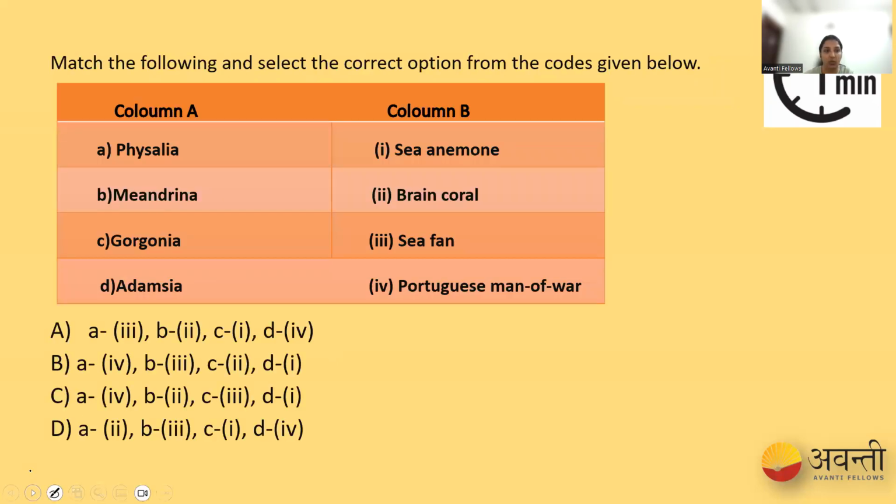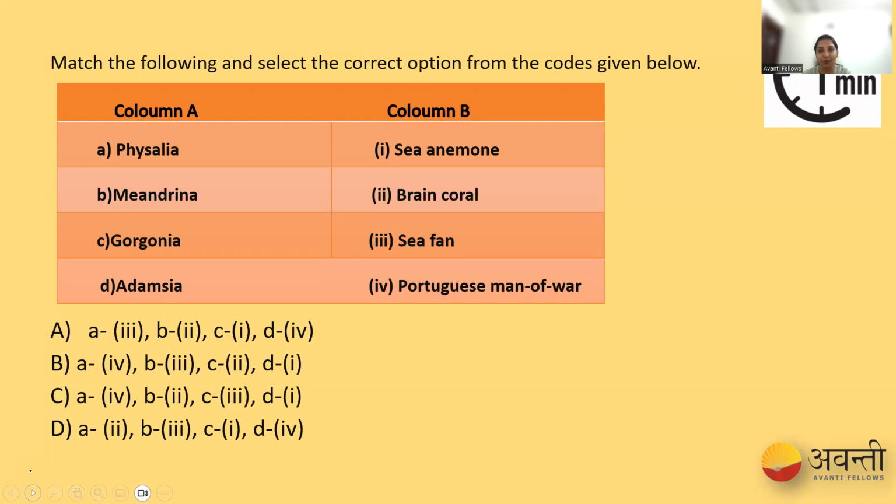Now moving to the next one. Question number 2 says match the following and select the correct option from the codes given below. Two columns are given, column A and column B, and you have to match the correct options. Column A contains the name of the organism and column B contains the common name of those organisms. So you have to match it correctly.